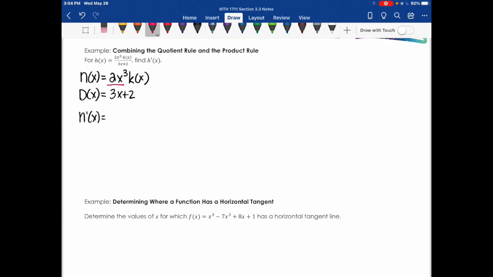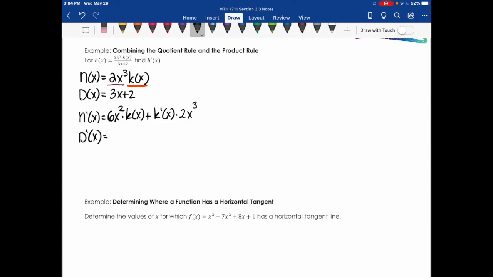When I take the derivative of n of x, we have to use the product rule here because I have 2x to the third times k of x. So I have two functions here. For the product rule, I take the derivative of the first, which would be 6x squared, multiply it by k of x, plus I take the derivative of k of x and multiply it by 2x to the third. So there's our derivative for n of x.